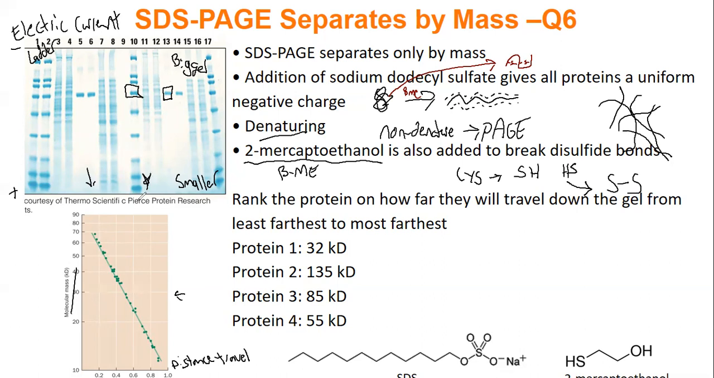And I kind of already gave the answer to this question. Rank how far they will travel down from least far to most far. So protein 1, most far. Then second, third, least far. And it's just strictly based on size. But any question about SDS-PAGE itself?